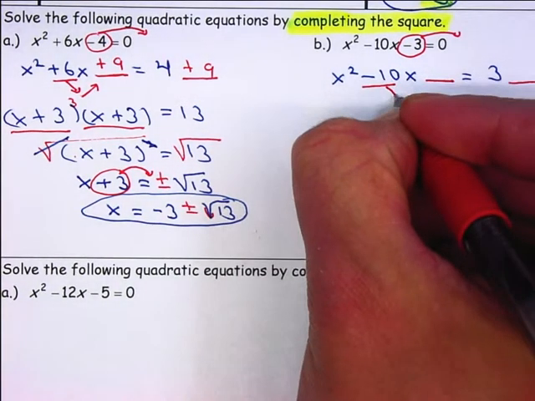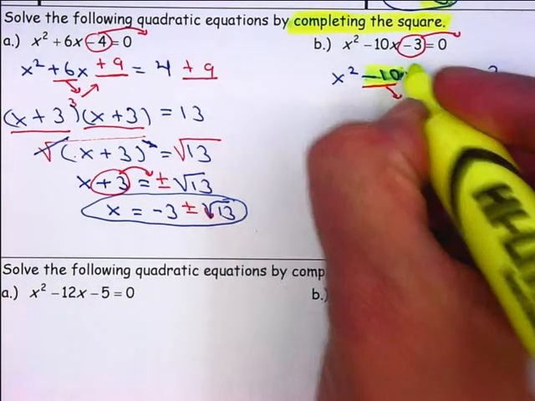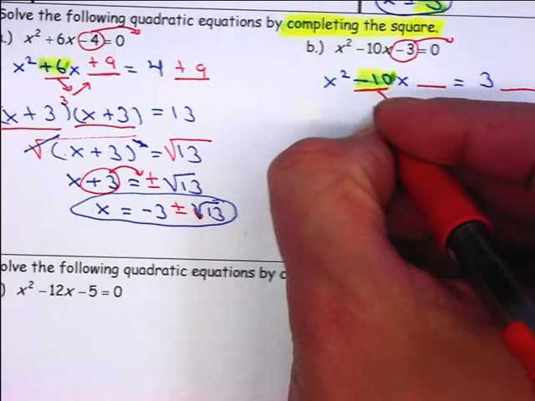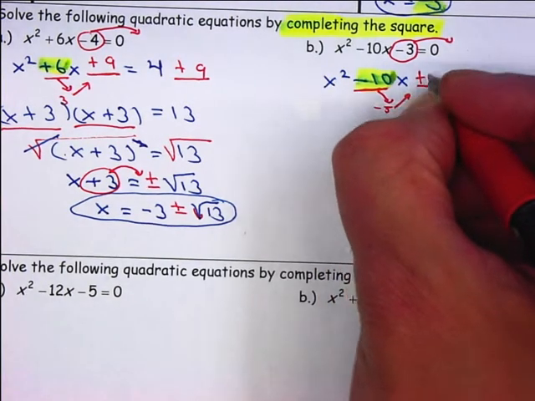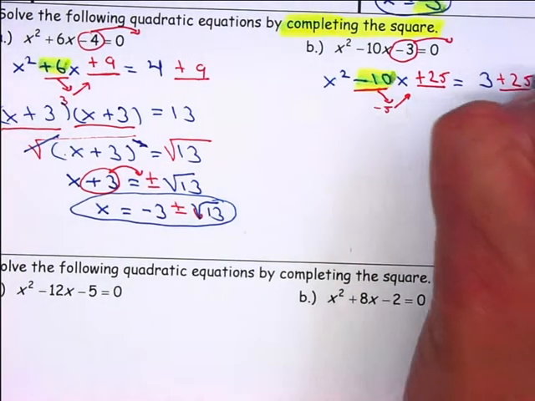You're going to take half of this number, and let's highlight this number. You're going to take half of this. Half of negative 10 will be negative 5, and then whenever you square it, negative 5 times negative 5 gives me positive 25. And I'm going to do the same thing on the right hand side.